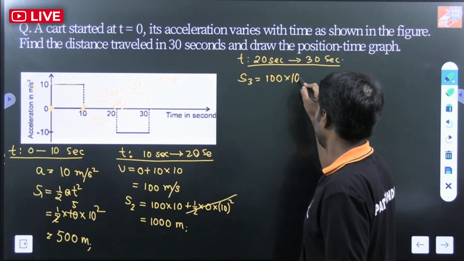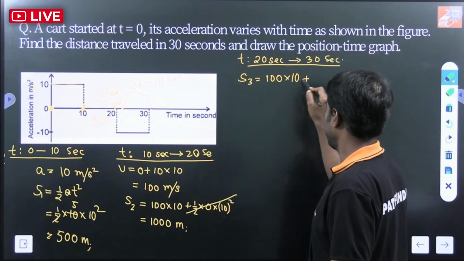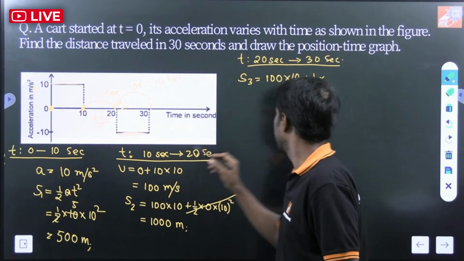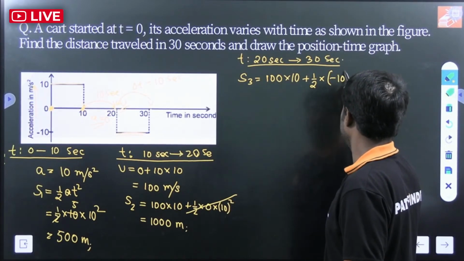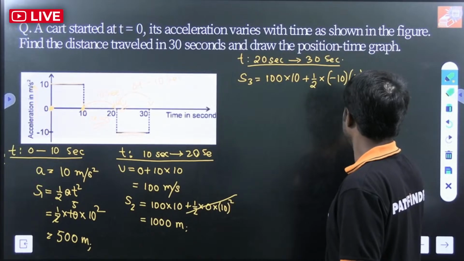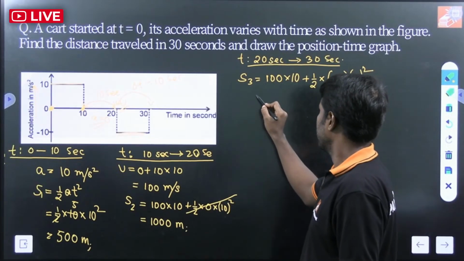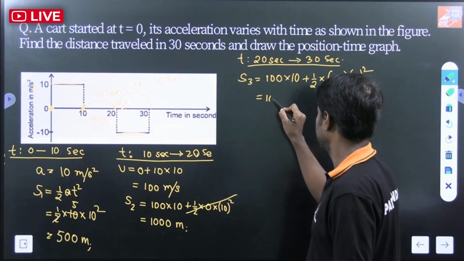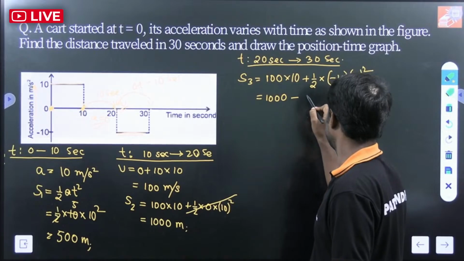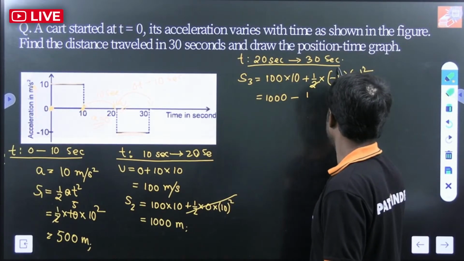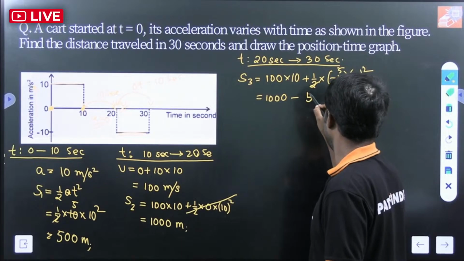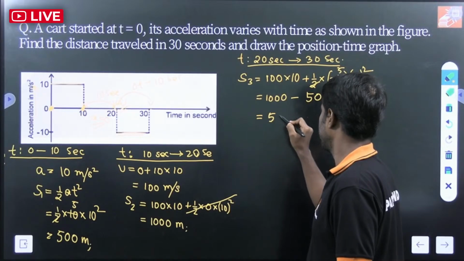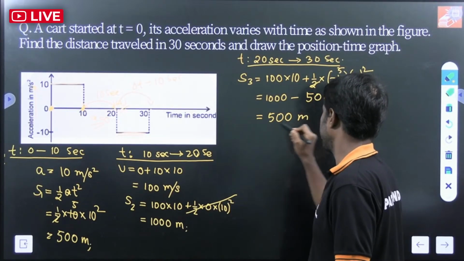So ut plus half at square, where a value is minus 10. So this will be minus 10 into t square, 10 square. So displacement will become 100 into 10, 1000 minus, 10 by 2 we can get here 5. So 5 into 10 square is 100, 500. So finally we will get displacement as 500 meter.